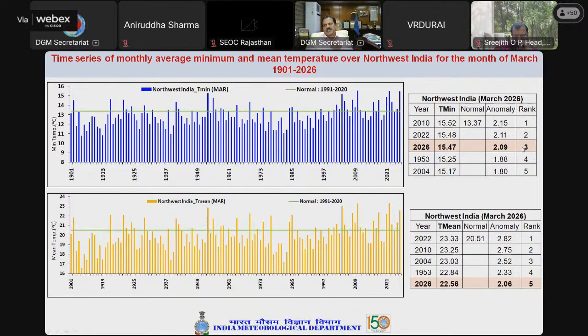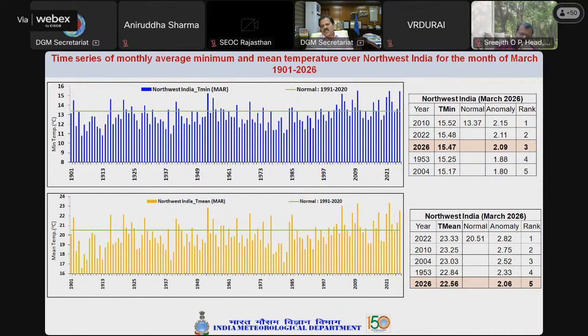The most intense, or you can say warmest, night temperature was in 2010, followed by 2022, then 2026, 1953, and 2004. So what does it indicate? That in recent years the night temperatures have been warmer. Out of 5, 4 are after 2000.